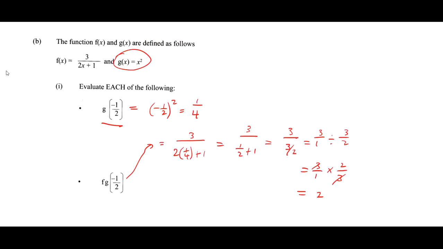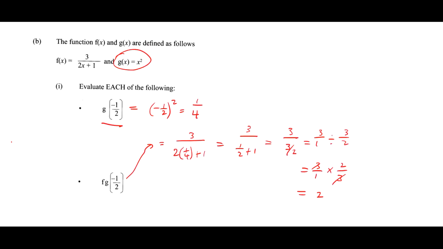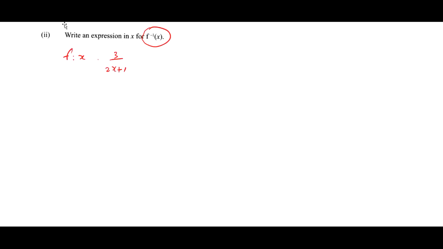Right, so let me just write back what f was. f is 3 over 2x plus 1. So the function is 3 over 2x plus 1. Okay, so they wrote it as this. Now, in order to find the inverse of this function, the first thing we need to do is let y equal 3 over 2x plus 1.